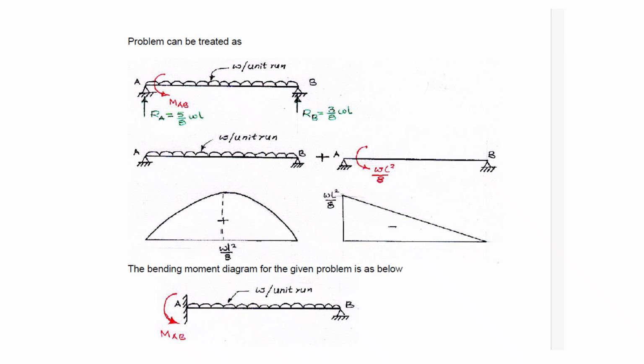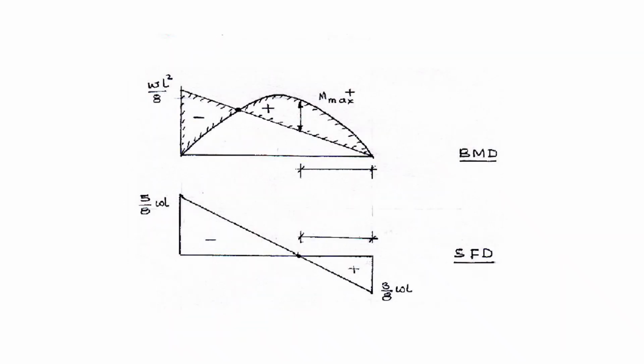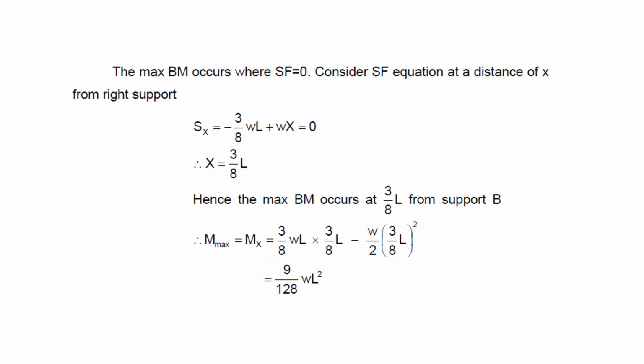And now we are getting the span moment by a simply supported beam with UDL. So the equation is WL square by 8, followed by the moment due to the joint displacement, WL square by 8 at the fixed end A. So superimpose these two, you can get this diagram. Now the question is where the maximum will lie, where the shear force gets 0. So for finding this, you take the shear force at that point, keeping the distance x, and find x is equal to 3 by 8 L.